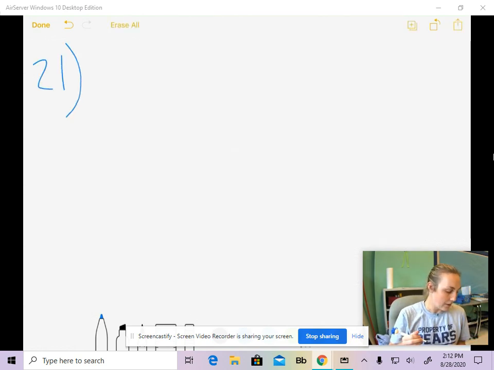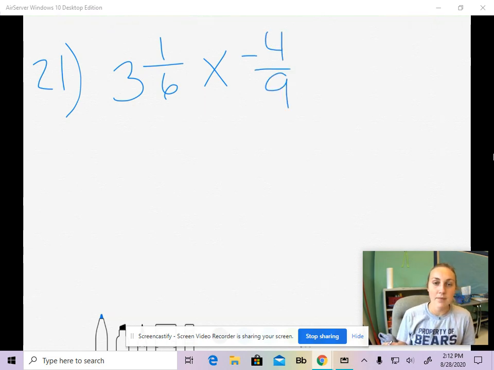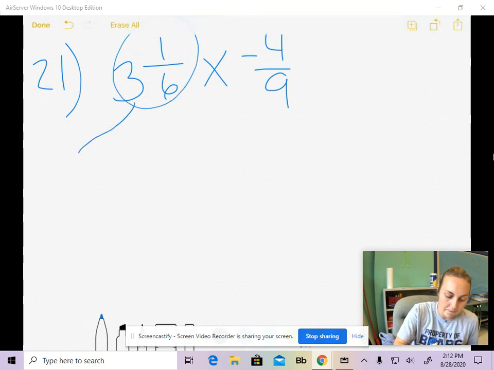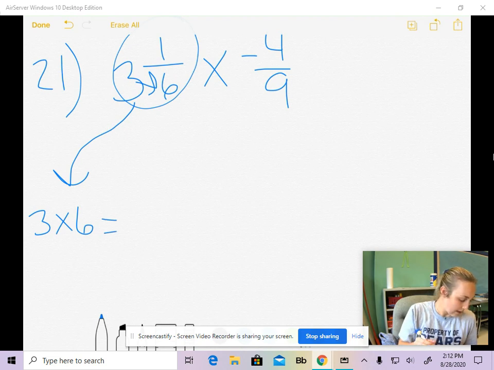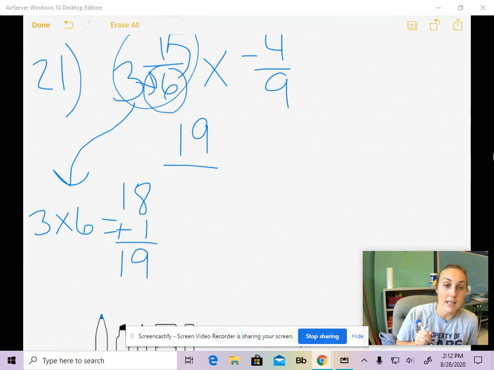All right. Now it says 3 and 1/6, and we're going to multiply that by -4/9. First things first, we need to make this into an improper fraction. So let's do that real quick. First we need to multiply 3 by 6. So 3 times 6 is 18. Then we add 1 to that 18. So 18 plus 1 is 19. So 19 is going to be our numerator now, and we're going to keep the same denominator. The denominator was 6, so we bring that down as well.